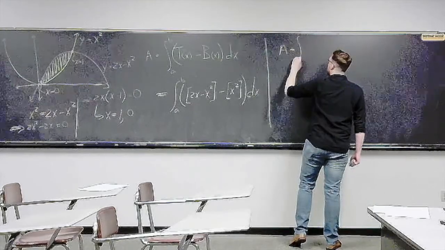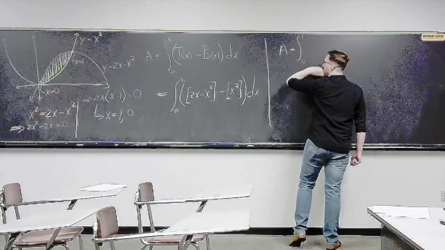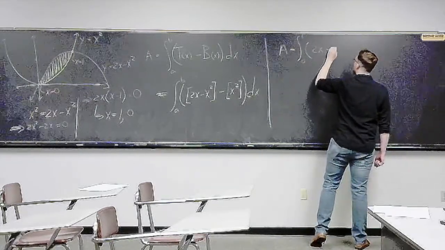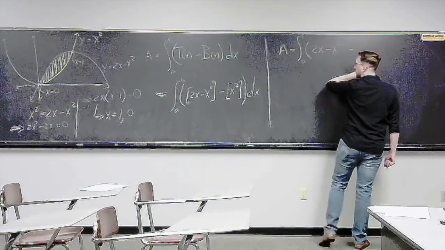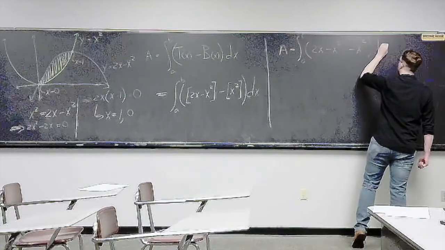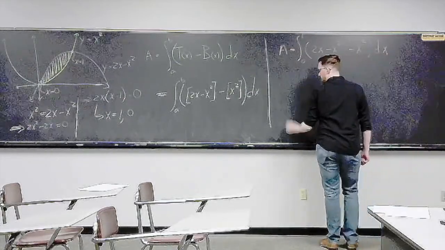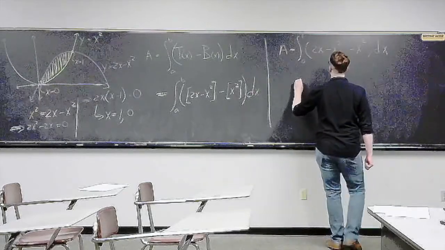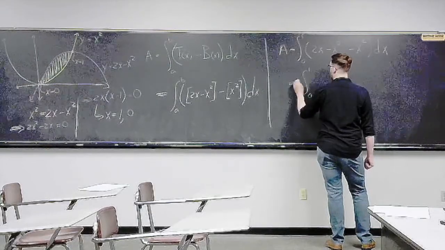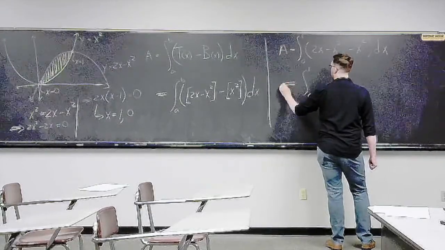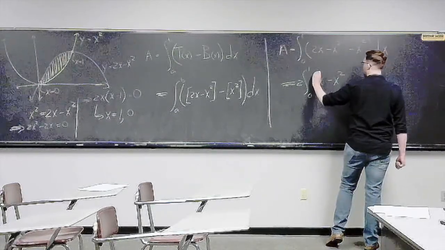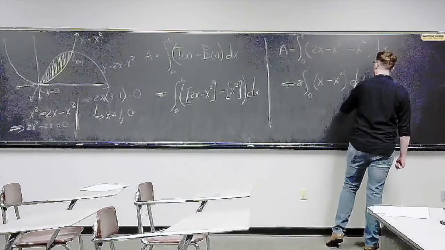The area is equal to the integral from 0 to 1 of 2x minus x squared minus x squared, integrating with respect to x. Rewriting all of this, this is the integral from 0 to 1 of, we can pull out the common factor of 2 to get x minus x squared, all of that integrated with respect to x.